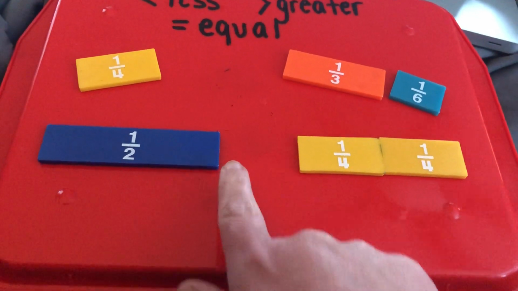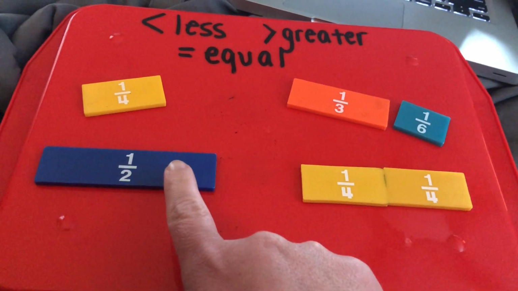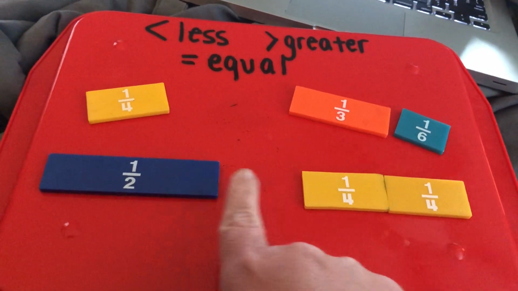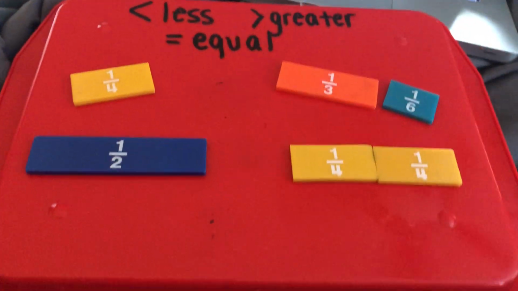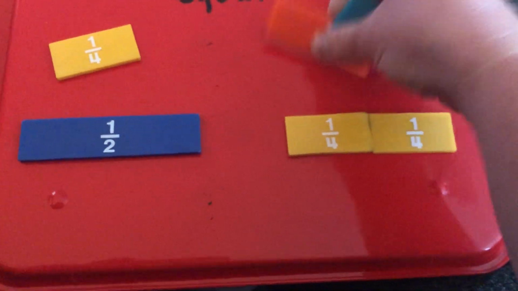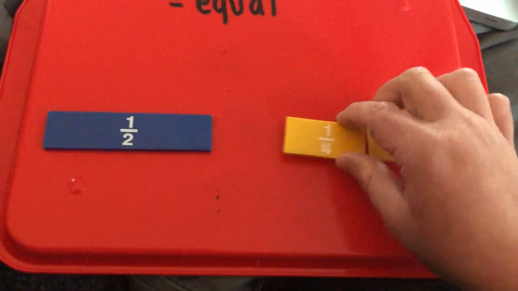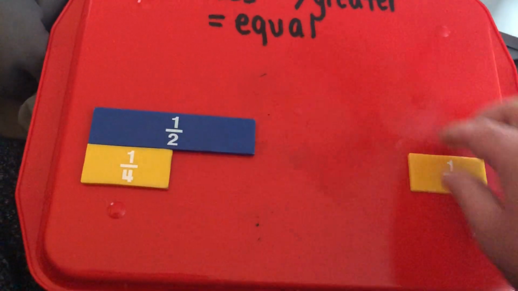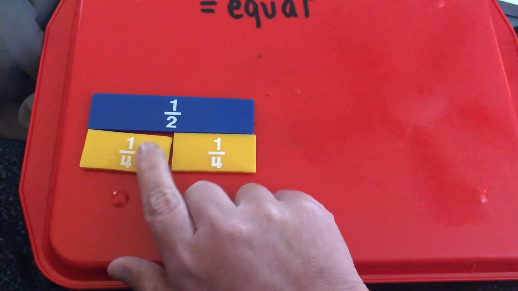So my options would be to say 1/2 is less than 2/4, 1/2 is greater than 2/4, or 1/2 is equal to 2/4. And I cannot really reason about their size because they look very similar. So what I'm going to do is I'm actually going to see if they take up the same amount of space. Ooh, and they do.